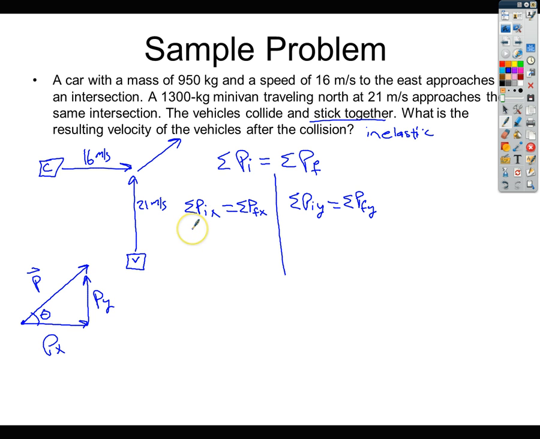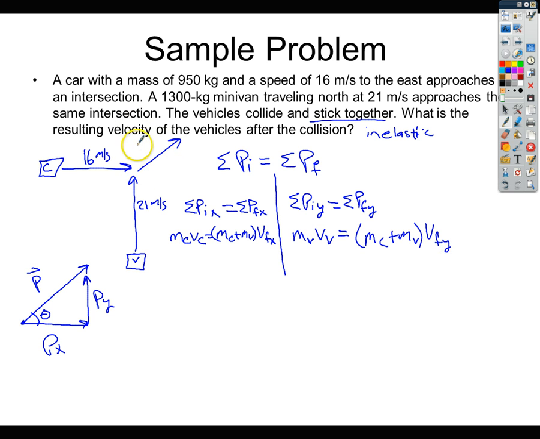For this one, if we look at just the x direction, the only thing in the x direction is the car. So it would be the mass of the car times the speed of the car, and that would be equal to, when they both go off together, the mass of the car plus the mass of the van times their final speed in the x direction. On the other side, I've got the mass of the van times the speed of the van, because it's the only thing traveling in the y direction. And then together they're traveling in the y direction, so that'd be the mass of the car plus the mass of the van times the final speed.